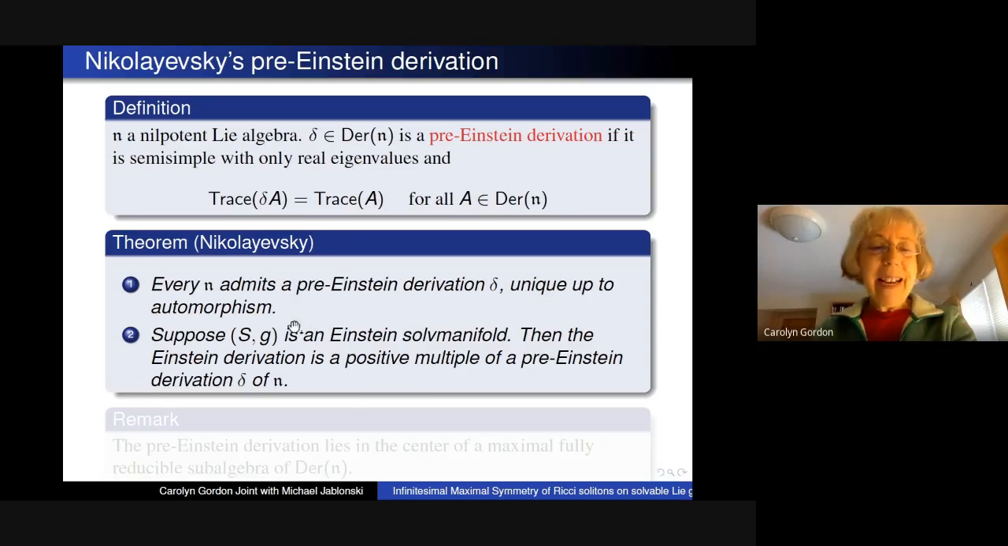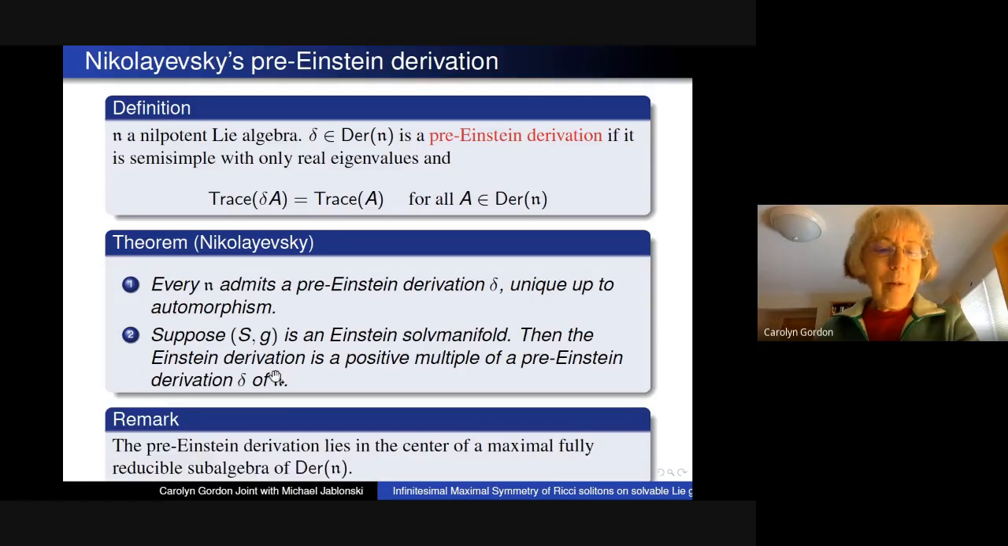And what's really key here is that if you have an Einstein solved manifold, then this Einstein derivation that we talked about will be a positive multiple of a pre-Einstein derivation delta of N. That is, delta will extend trivially to the solvable algebra S by letting it be 0 on A, and that will be the Einstein derivation. I'll mention this when we need it, but Nikolayevsky showed that the pre-Einstein derivation lies in the center of a maximal fully reducible subalgebra of the derivations. So it commutes with everything in a maximal fully reducible subalgebra.